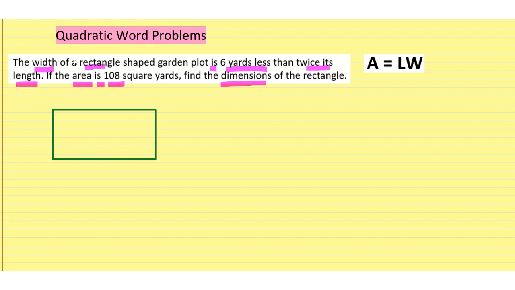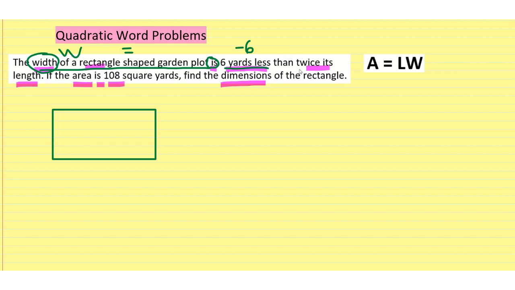So this says the width of a rectangle-shaped garden is. What's key in that part of our word problem is the width. The width we're going to represent with W, and the word "is" means equals. So the width equals, and now it's going to tell us what the width is equal to. So this part right here, 6 yards less, means minus 6.